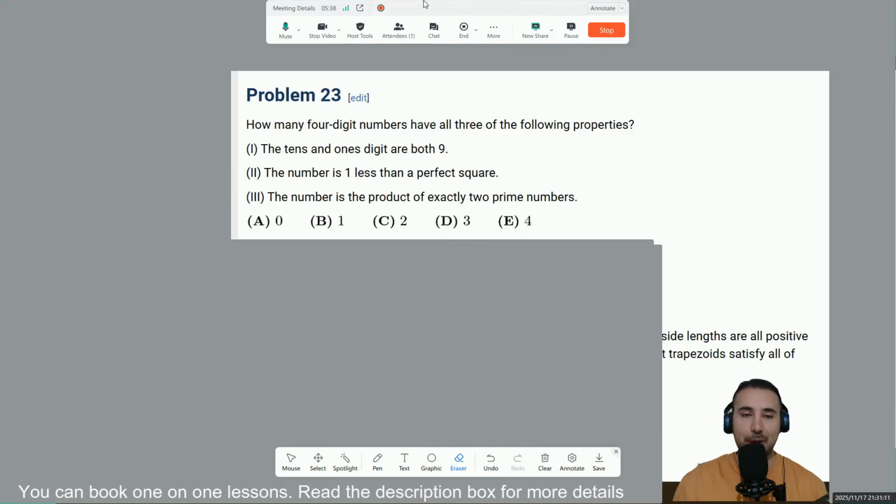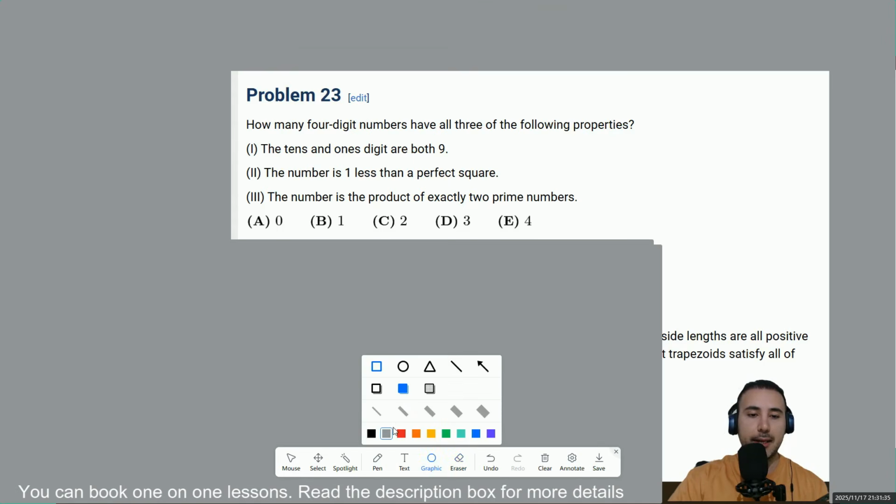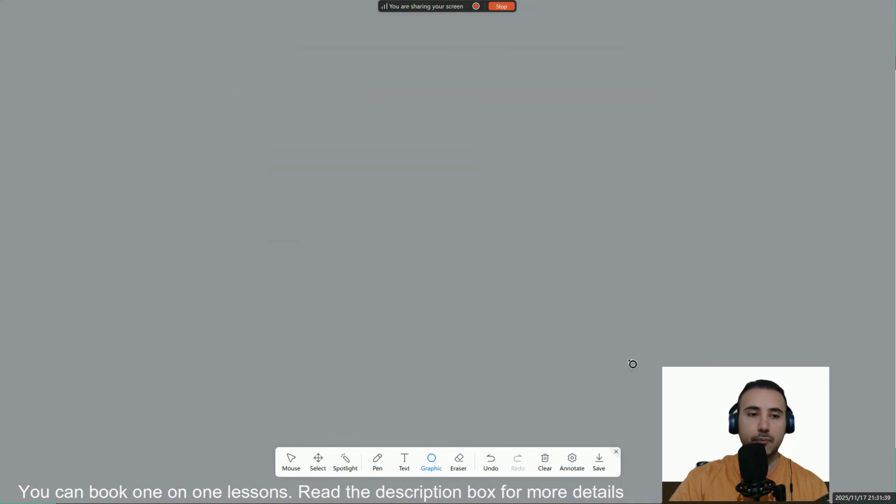Okay, let's do problem 23. This is one of the most difficult questions of this test. And it's difficult because you need to be good at prime factorization and you need to be good at the difference of squares. If you're not good at any of these two things, I don't think we could answer this question. So let's go and practice a little bit of both. And then we're going to come back and deal with this problem, okay?